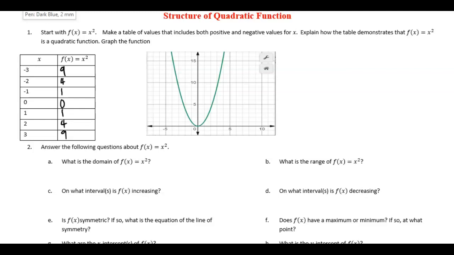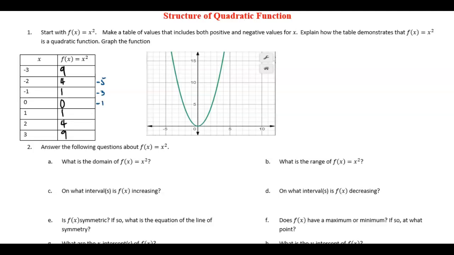First, let's find the first difference. So what do I add to 9 to get 4? Technically, what we do is 4 minus 9 is negative 5. Okay, let me put it out of the table. So that's negative 5. What do I add to 4 to get 1? That means 1 minus 4 is negative 3. What do I add to 1 to get 0? That means 0 minus 1 is negative 1.